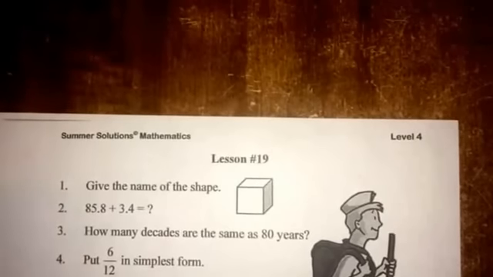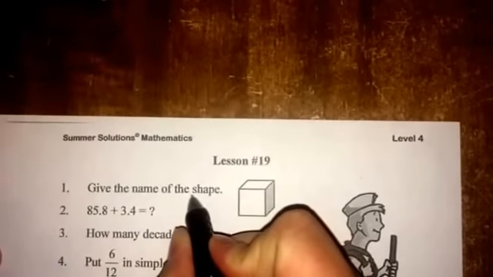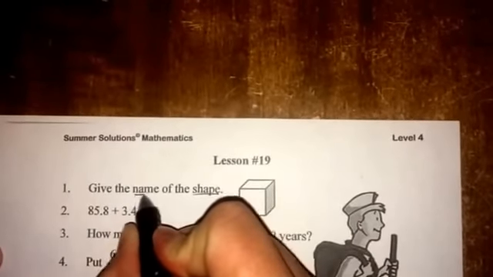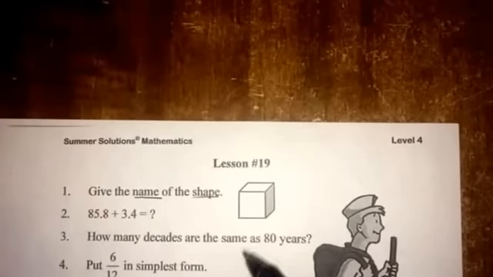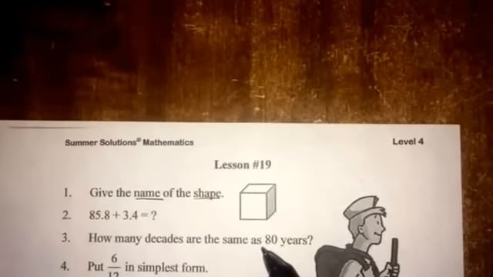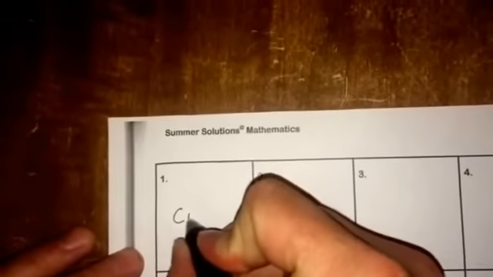Question number 1 asked us to give the name of the shape. As we can see, this is a four-sided figure, but it is three-dimensional. So any four-sided figure that has 3 dimensions is a cube. It's a cube. Notice that each of our sides is a square.